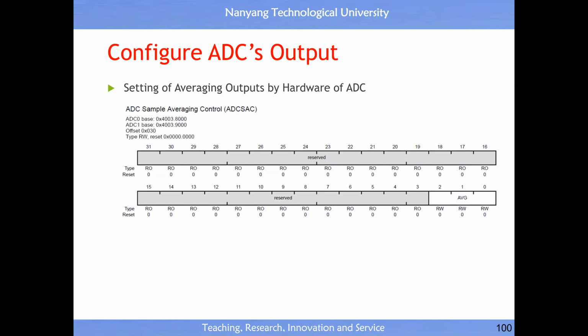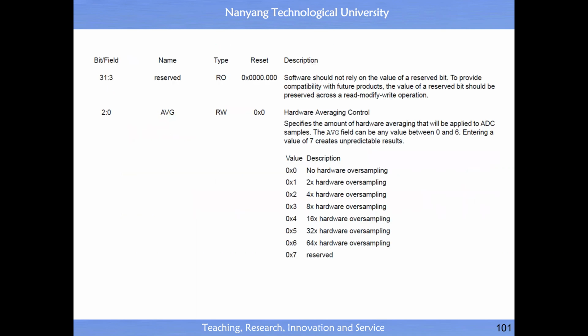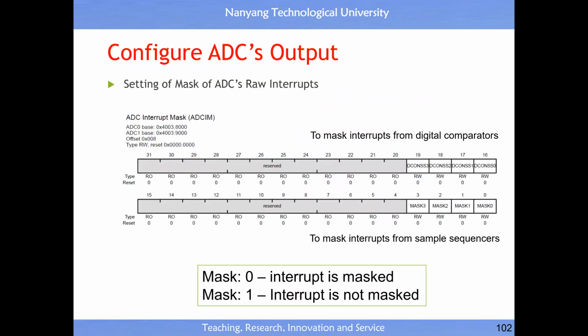Then you average how many digital numbers before producing the actual output. You can decide up to 64 digital numbers, up to 32, or up to 2, or don't do any filtering by computing an average number. All right, so this allows you to make use of the hardware capability to filter wider noise. The remaining should be similar to what you studied last week.